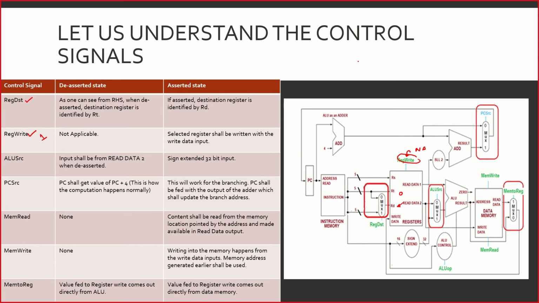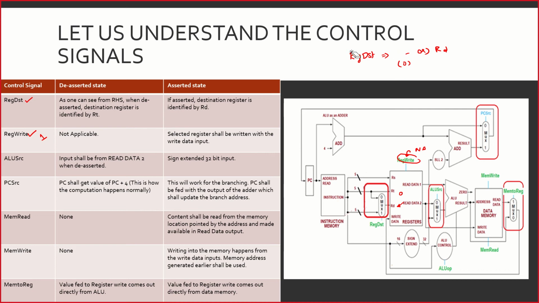So what is the first control signal we saw? REG DST. This will select the destination register as RT or RD. When asserted, it will be RD. When deasserted, it will be RT.